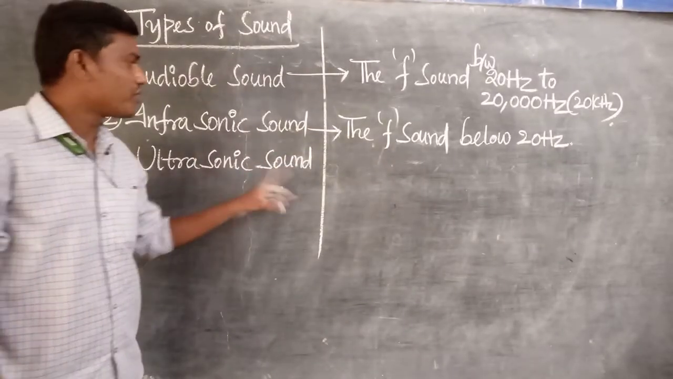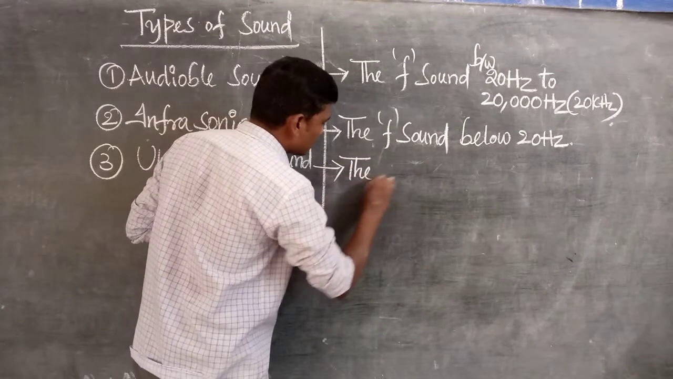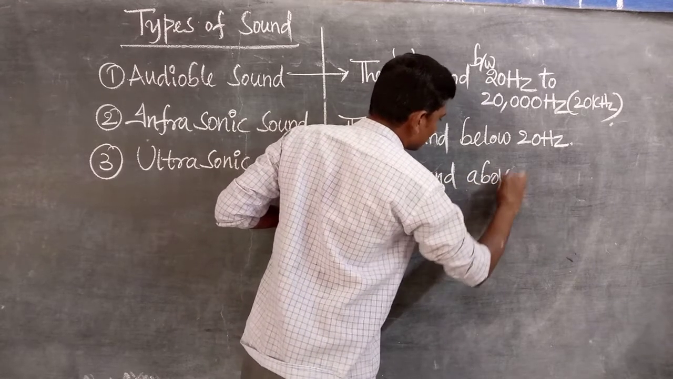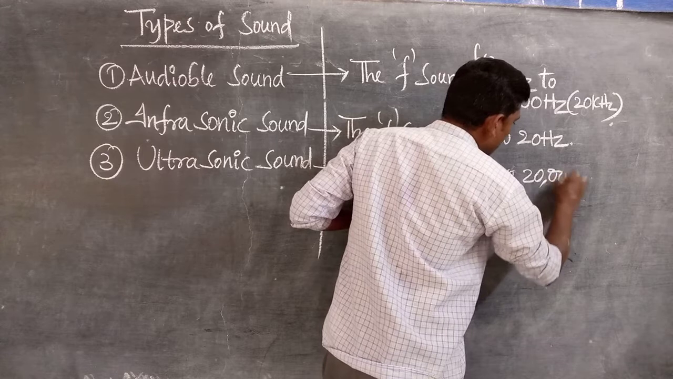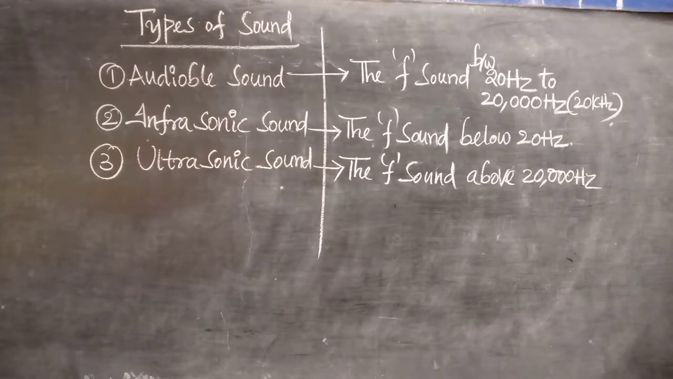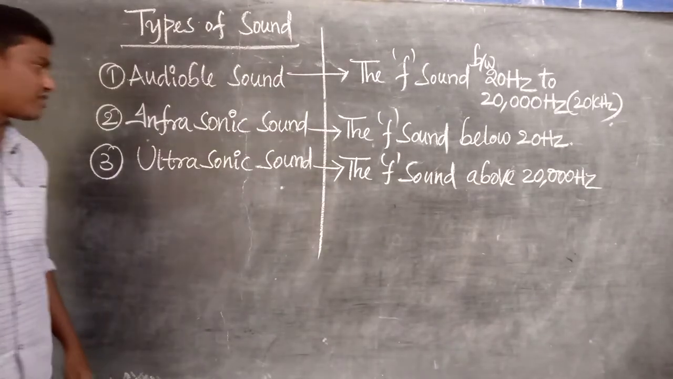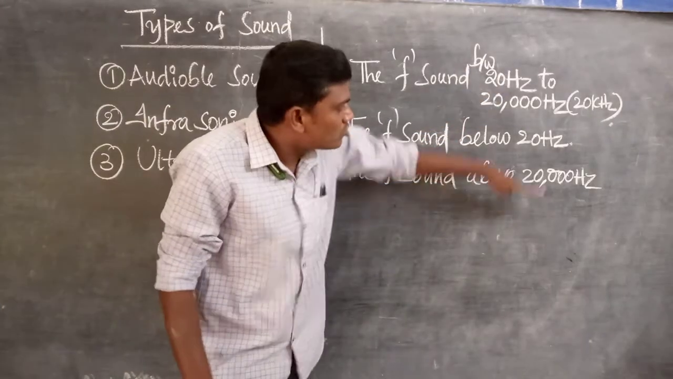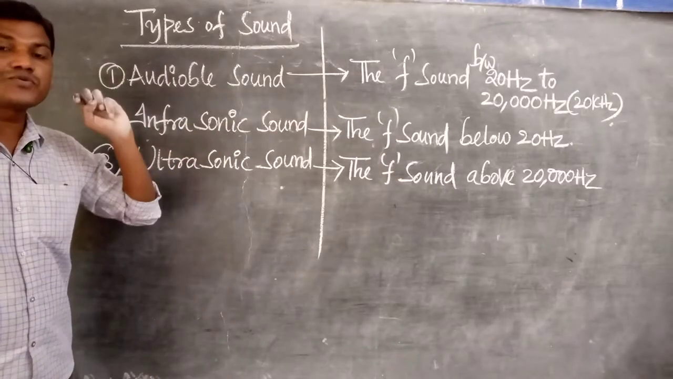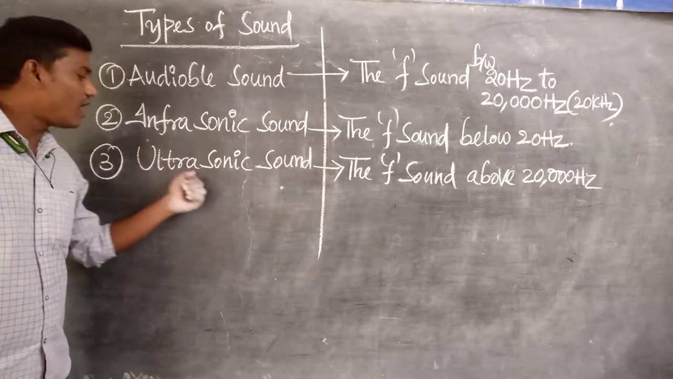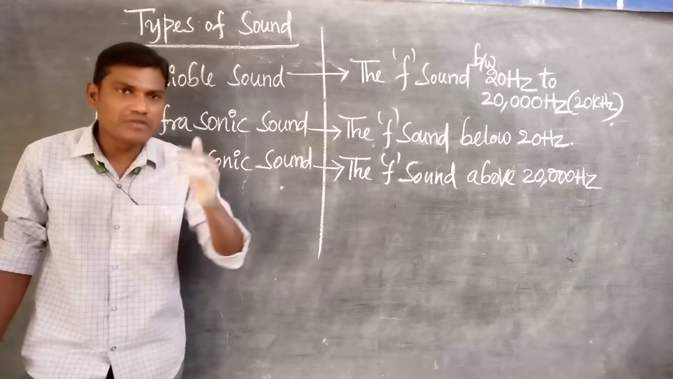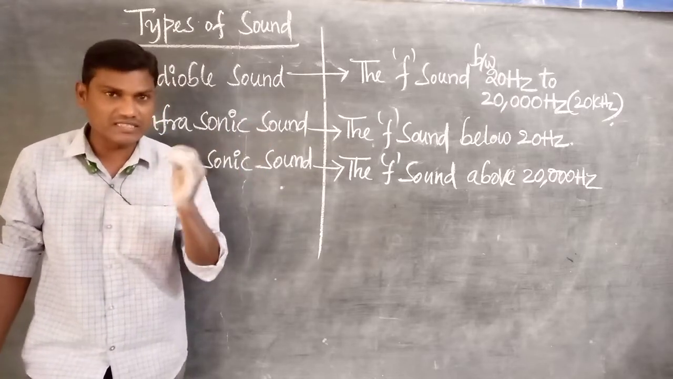Next one is ultrasonic sound. The frequency of sound above 20,000 Hz or 20 kilohertz, that frequency of sound we call ultrasonic sound. Listen very carefully. The frequency of sound above 20 kilohertz is also not received by our ear. That sound we call ultrasonic sound. Ultrasonic sounds are used for different purposes, which we will discuss later in this video.